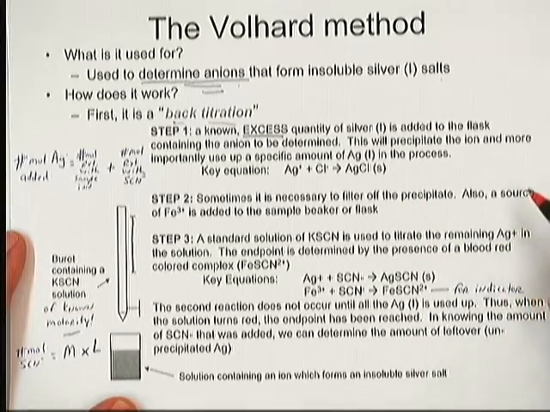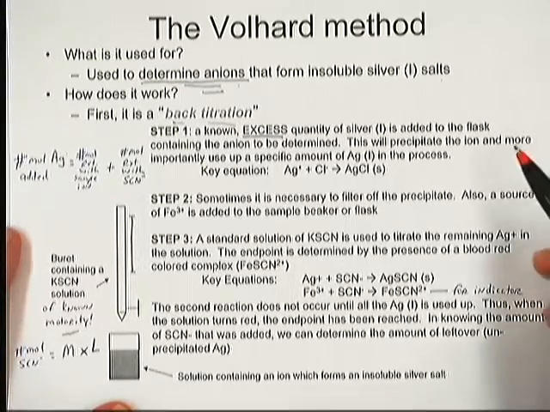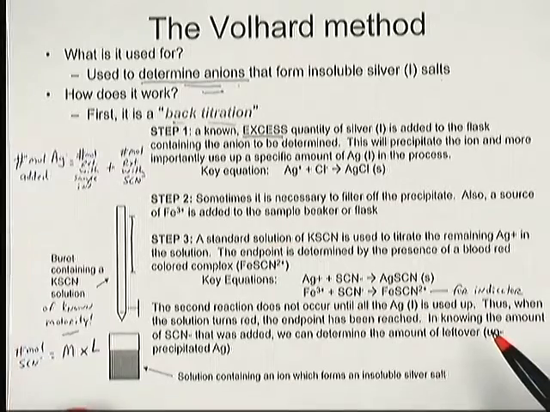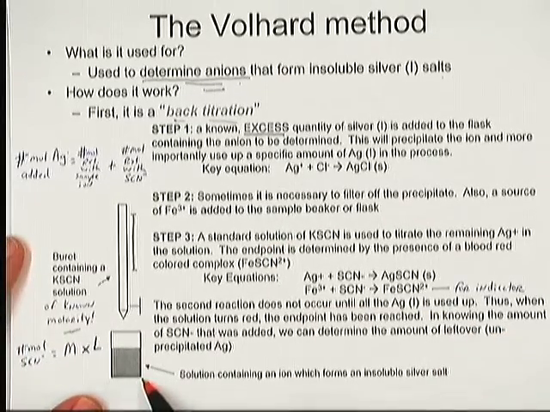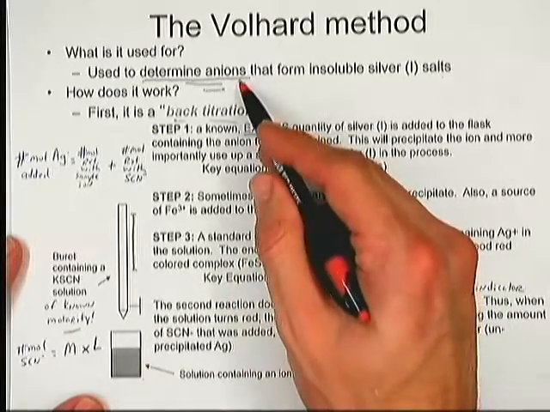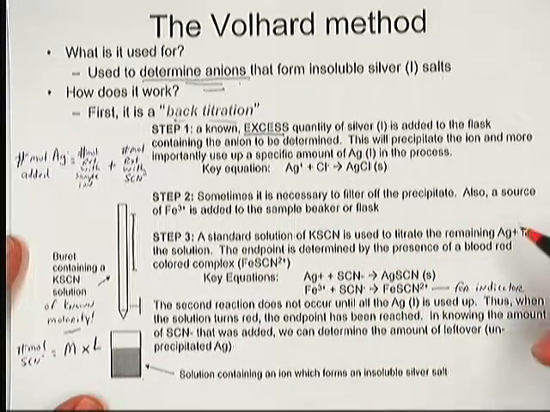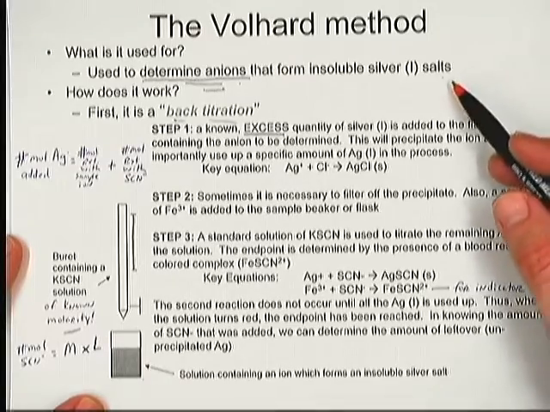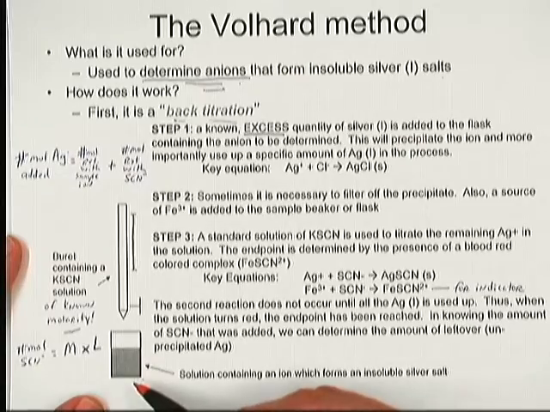So let's see how the Volhard method works more specifically, okay? So again, it's going to involve the silver ion. So what's our experimental setup for this? Well, we're going to start with a beaker, and that beaker is going to contain our sample. We pipet out a known quantity of our sample that contains an anion that we want to measure. So maybe like chloride or fluoride or bromide, something like that, or just any anion that can form an insoluble silver 1 salt. So there's actually a pretty long list of those, okay? So we're going to start with the sample in our beaker.